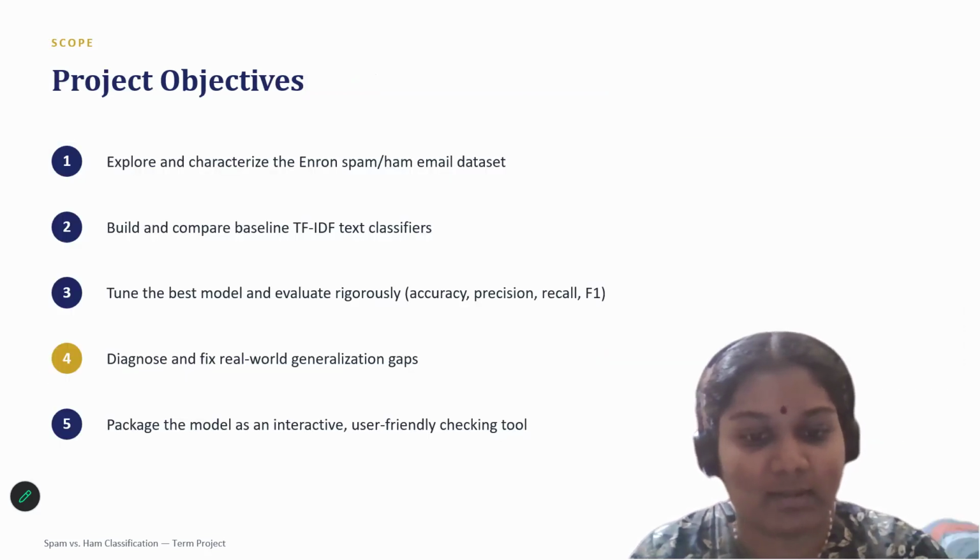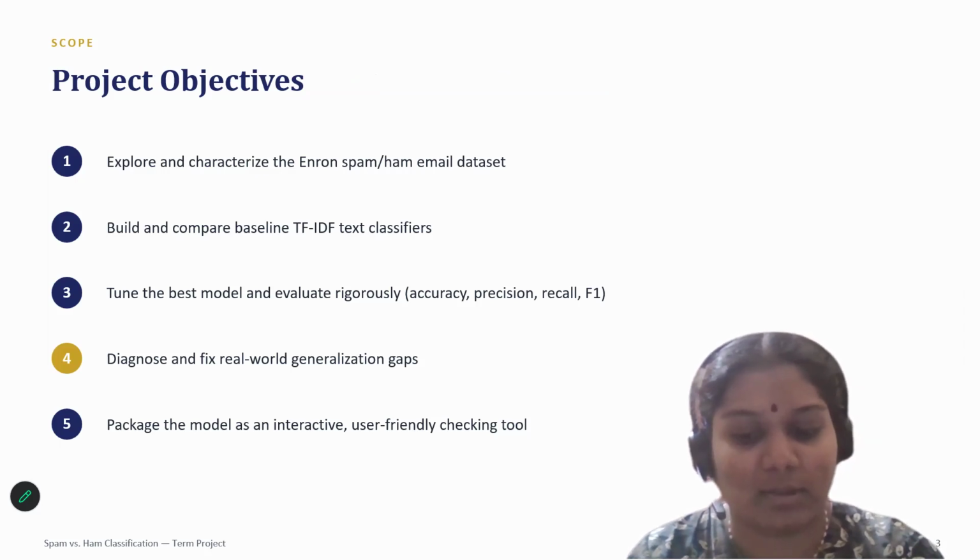There are five objectives: explore the dataset, compare baseline models, tune and evaluate the best one rigorously, diagnose and fix any real-world generalization gaps, and package it into something useful, not just a metric in a notebook.